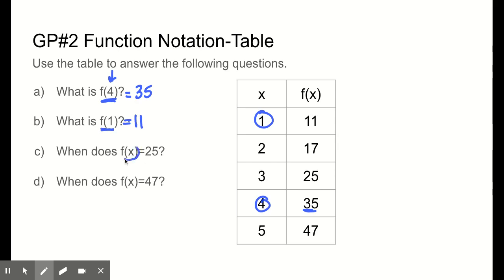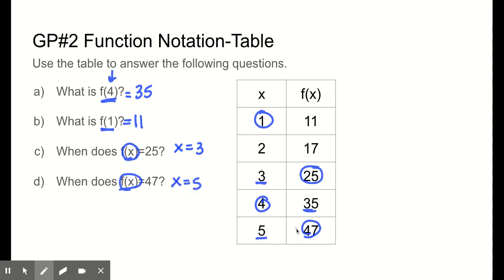When does f of x equal 25? Here's 25. f of x is equal to 25 when our input value is 3. So when x is 3, our f of x, our output, is 25. So f of 3 technically is equal to 25. And when does f of x equal 47? f of x is equal to 47 when x is 5.